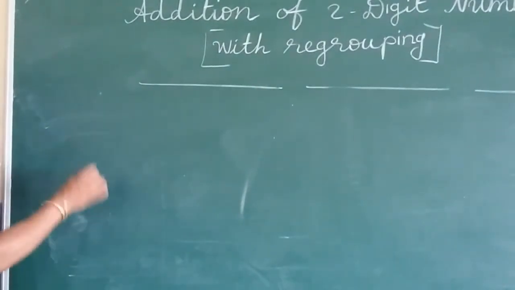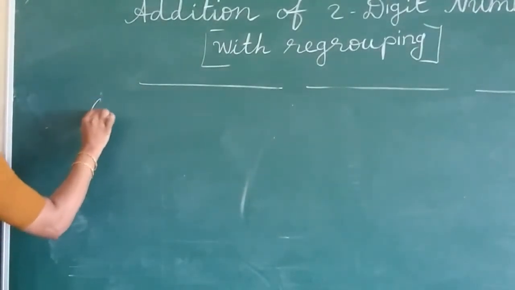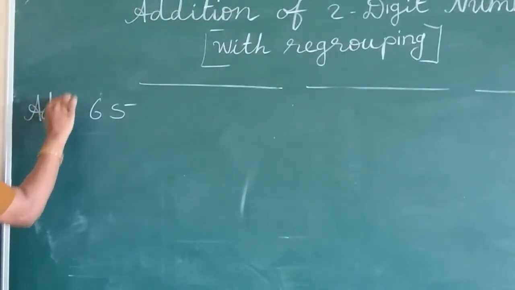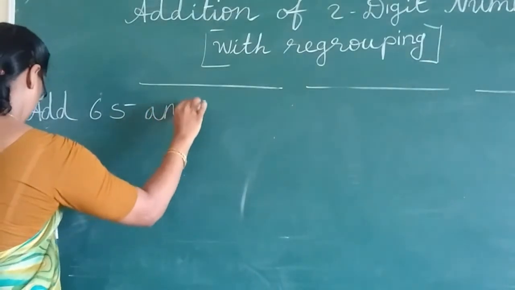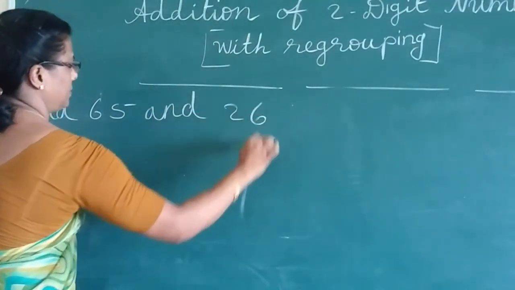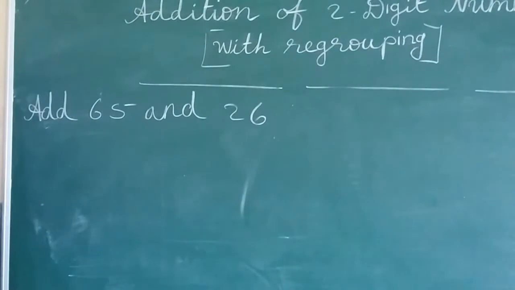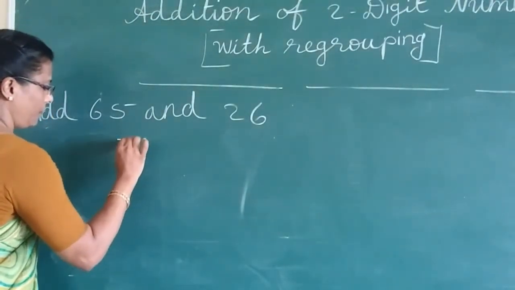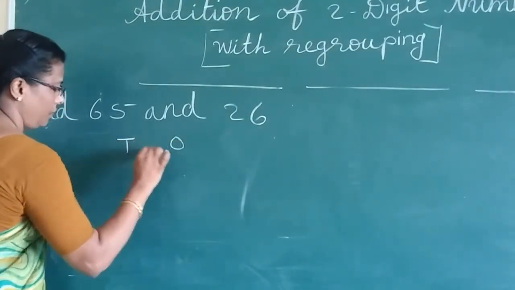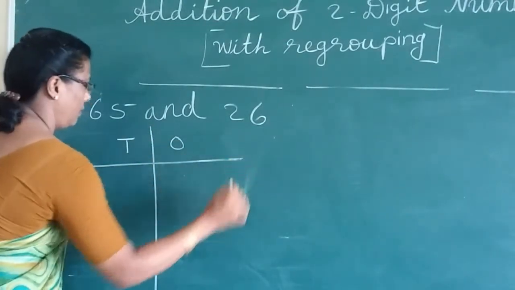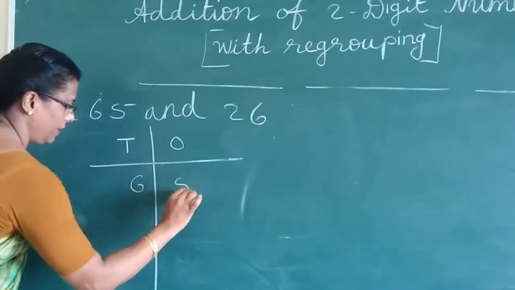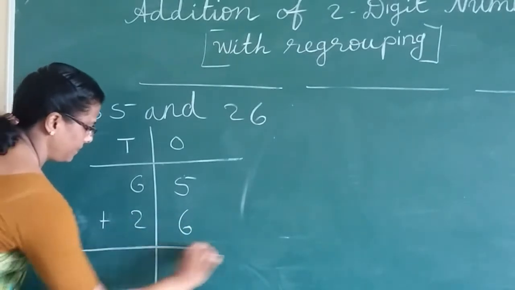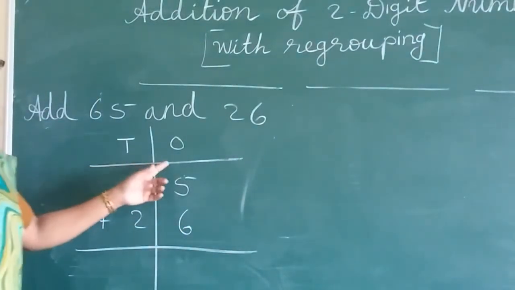Next, 65 and 26. Add 65 and 26. Write tens and ones. We add 65 plus 26. Add the ones.